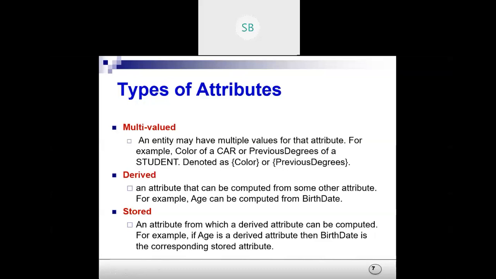Next is the stored attribute. Now, what does this stored attribute mean? See, age is the derived attribute, so the base class, the birth date, is known as the stored attribute. Here, an attribute from which a derived attribute can be computed is known as the stored attribute.